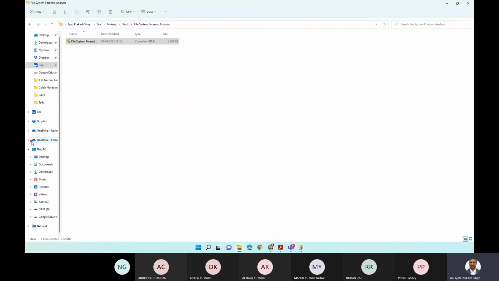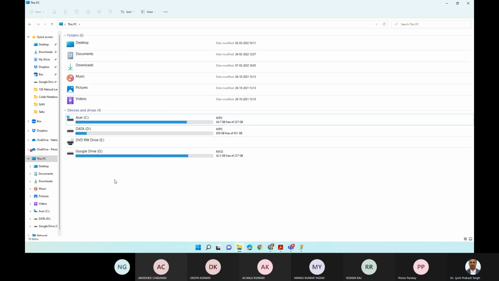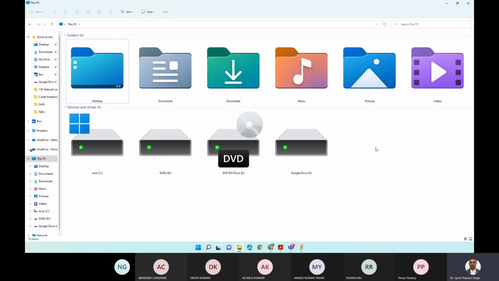If you just see my system, then you can see a volume called C. Yes, this is visible. So this is one volume, volume C. This is another volume D. This is another volume, say Google Drive, and this is another volume for the DVD drive. Now, in my case, volume C is a separate hard disk and volume D is a separate hard disk.